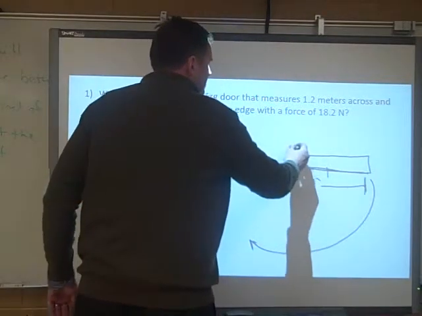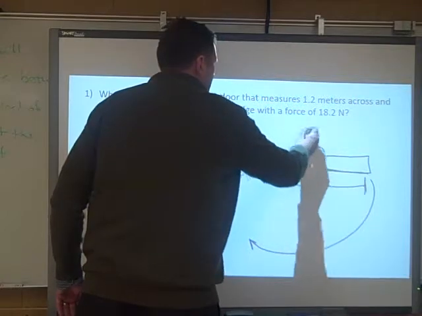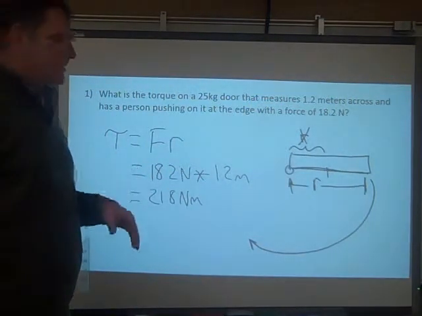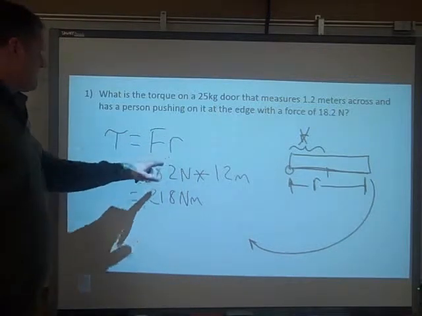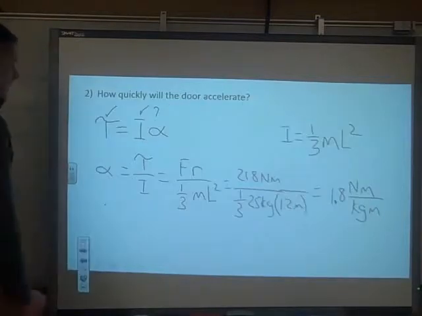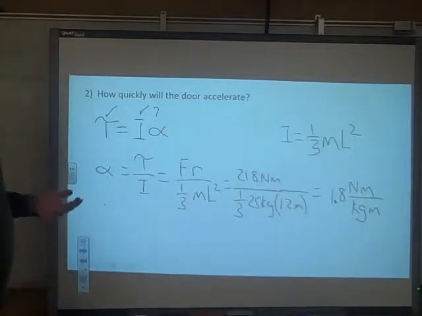R is not to the center of the door. A lot of people make that mistake. So it's force times radius, which is 18.2 times 1.2, is 21.8. Next it says, how quickly will the door accelerate?